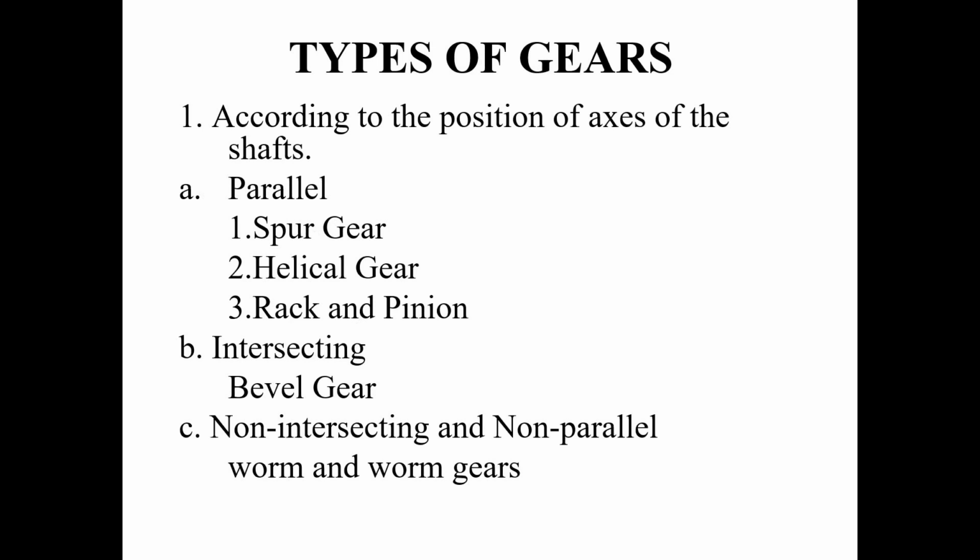These are the types of gears. First of all, start with parallel, next is intersecting, and the third is non-intersecting and non-parallel. Each type has different designs according to their perspective.